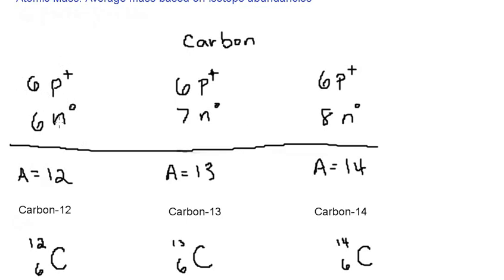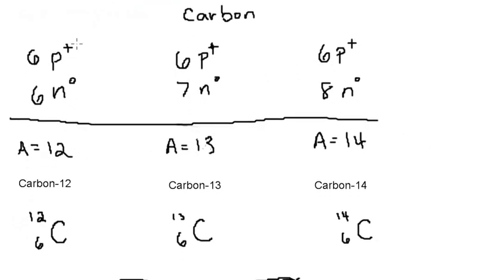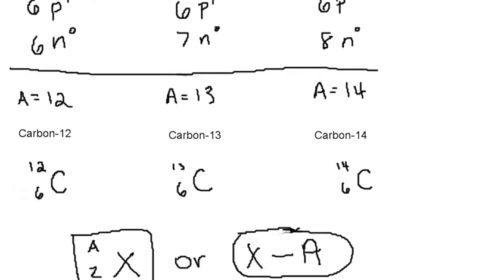Okay, when you add the protons and the neutrons, you get the mass number. The mass number is represented by the letter A. So the mass number of this carbon atom is 12, the mass number of this carbon atom is 13, and the mass number of this carbon atom is 14. Okay, and these are isotopes. Isotopes, remember, have different neutrons. So here we have three different types of carbon isotopes that exist in nature.